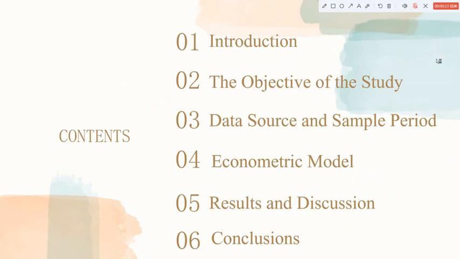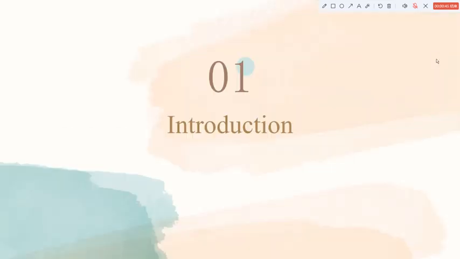We have 6 parts. The first part is introduction, the second part is the objective of the study, the third part is data source and sample period, and the fourth part is econometric model. The fifth part is the results and discussion, and the last part is the conclusion. Now let me start the first part, introduction.